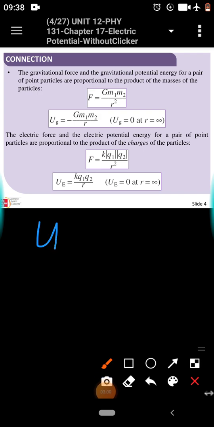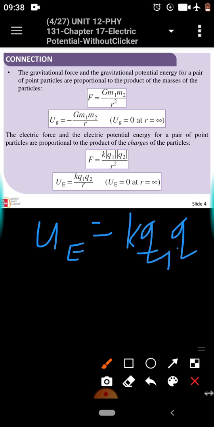The scalar is the electric potential energy, and here we just put the charges as they are. If charge 1 is negative, we put the negative. If charge 2 is positive, we put the positive. That's the difference between the two. You just substitute the charges as they are given, negative or positive.